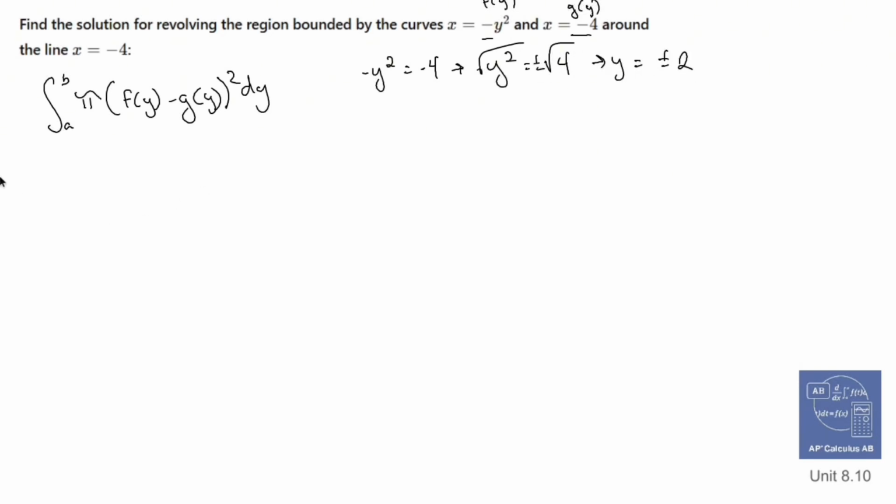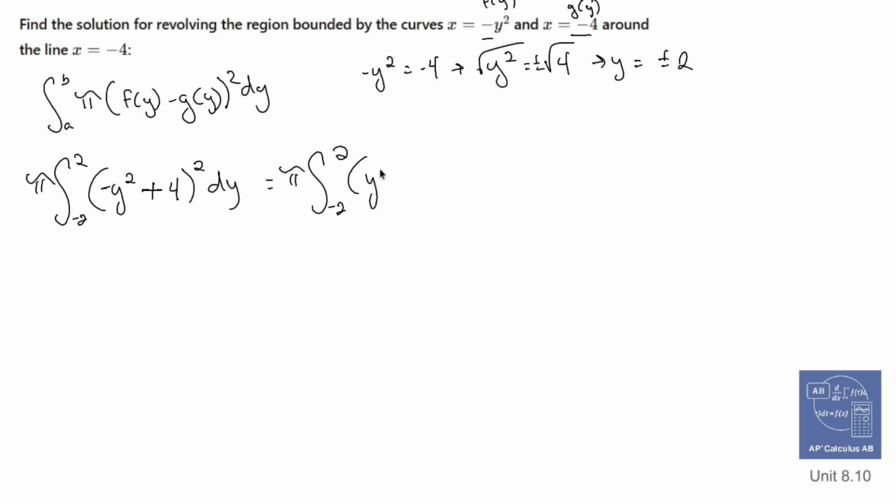So the equation that we're going to set up is, ripping out the pi, the integral from negative 2 to 2 of f of y, which was negative y squared, minus g of y, which is minus negative 4, so plus 4, square the whole thing, dy. When you do the perfect square trinomial, you'll get pi times the integral from negative 2 to 2. This becomes positive y to the 4th minus 8y squared plus 16 dy.